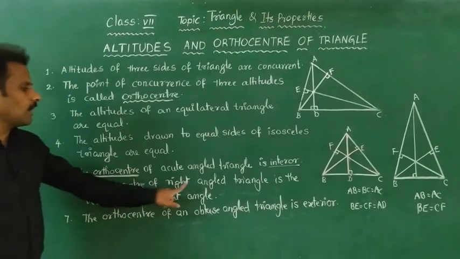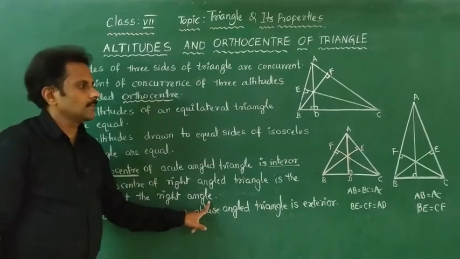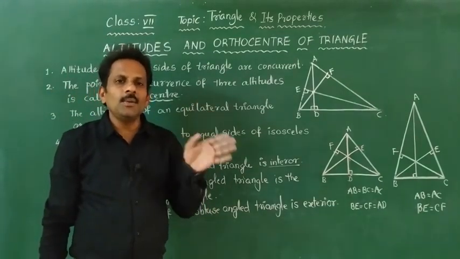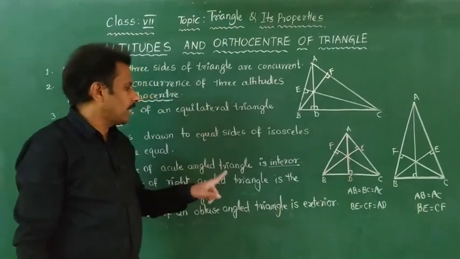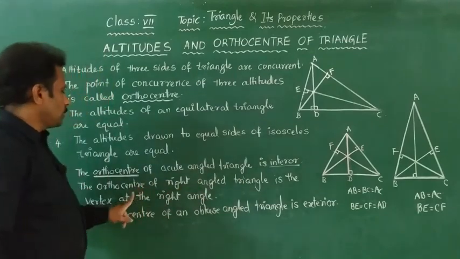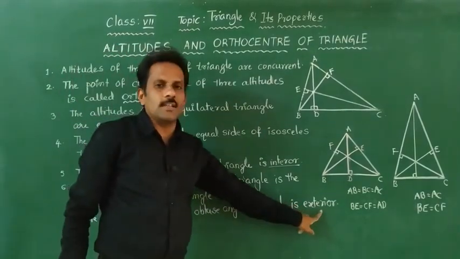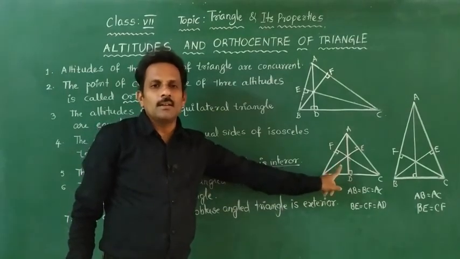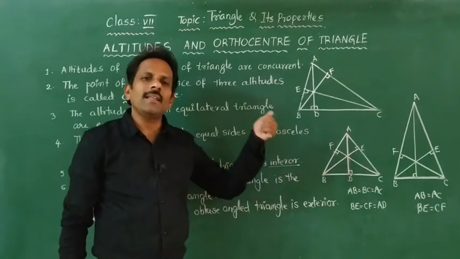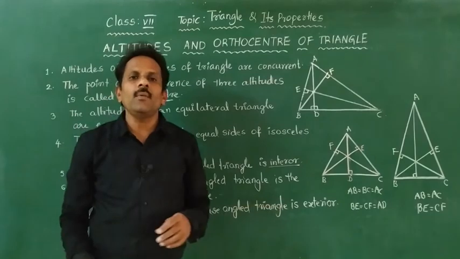Whereas the orthocenter of a right angle triangle is the vertex at the right angle. Just now we have seen that for a right angle triangle, the altitude of the base is the vertex. So the same vertex is the orthocenter of the three altitudes. Next, the orthocenter of an obtuse angle triangle is exterior. Just now we observed that for an obtuse angle triangle, one of the altitudes is exterior. So obviously the orthocenter will also be exterior.